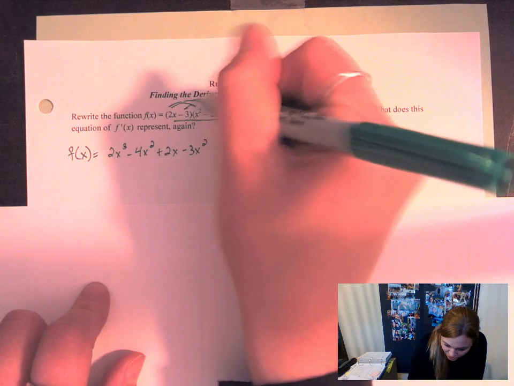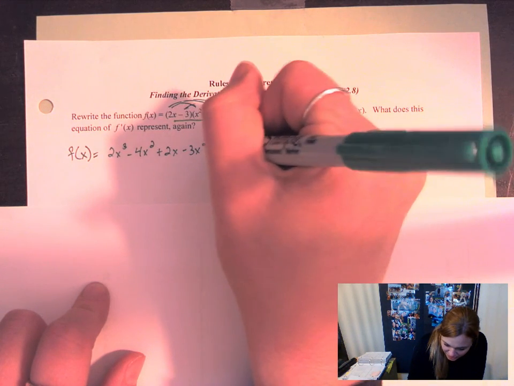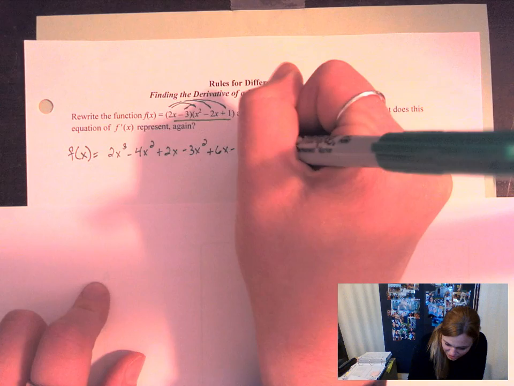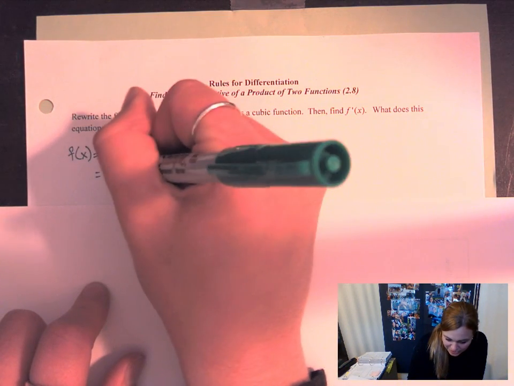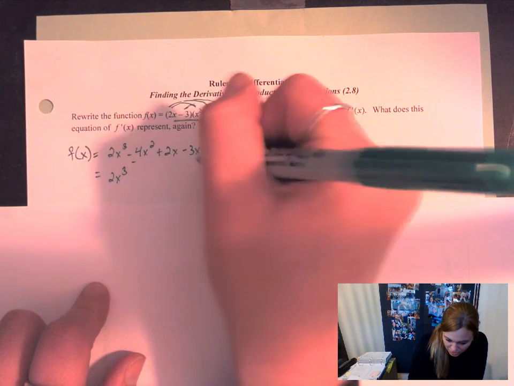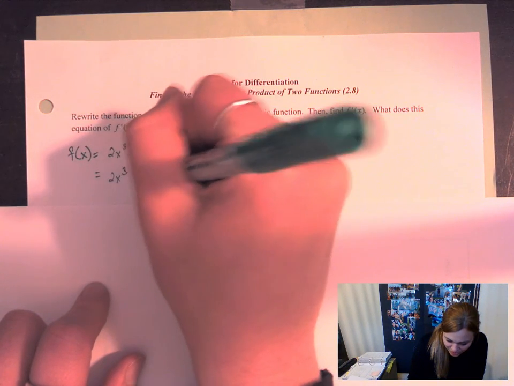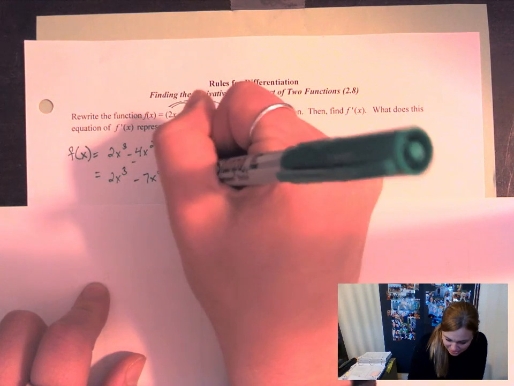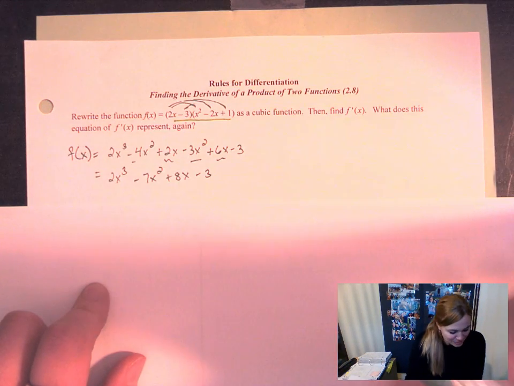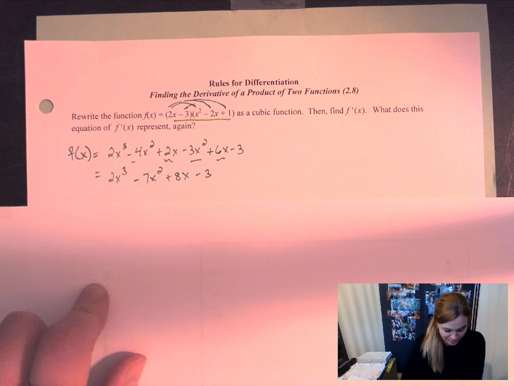plus 2x minus 3x squared. So I'm taking this through. Plus 6x minus 3. And then I can combine like terms. So I have 2x cubed minus 7x squared. 2x and 6x is 8x, minus 3. And just because I can, because I've done this before, 2x cubed minus 7x squared plus 8x minus 3.